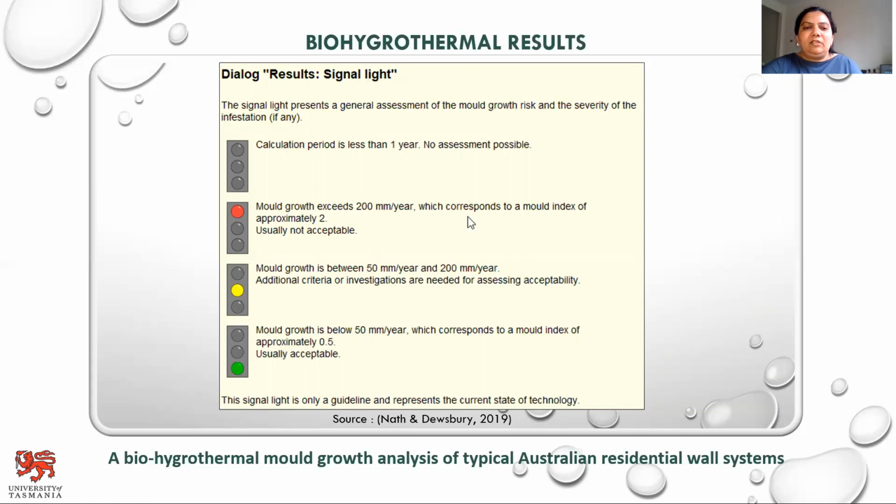When the results are shown in yellow, mold growth is between 50 millimeters per year and 200 millimeters per year. Additional criteria of investigation are required for assessing this acceptability. And when the results are shown in green, the mold growth is below 50 millimeters per year, and this corresponds to a mold index of approximately 0.5. These results are usually acceptable.